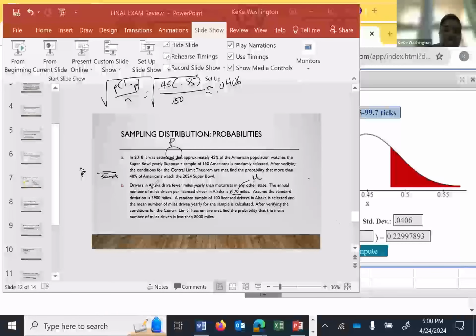Assume the standard deviation is 3,900. That will be population standard deviation sigma. We have a random sample of 100. That's my sample size. And it says the mean number of miles driven yearly for the sample is calculated. So that sample mean. After verifying the conditions of the central limit theorem, find the probability that the mean number of miles driven is less than 8,000.